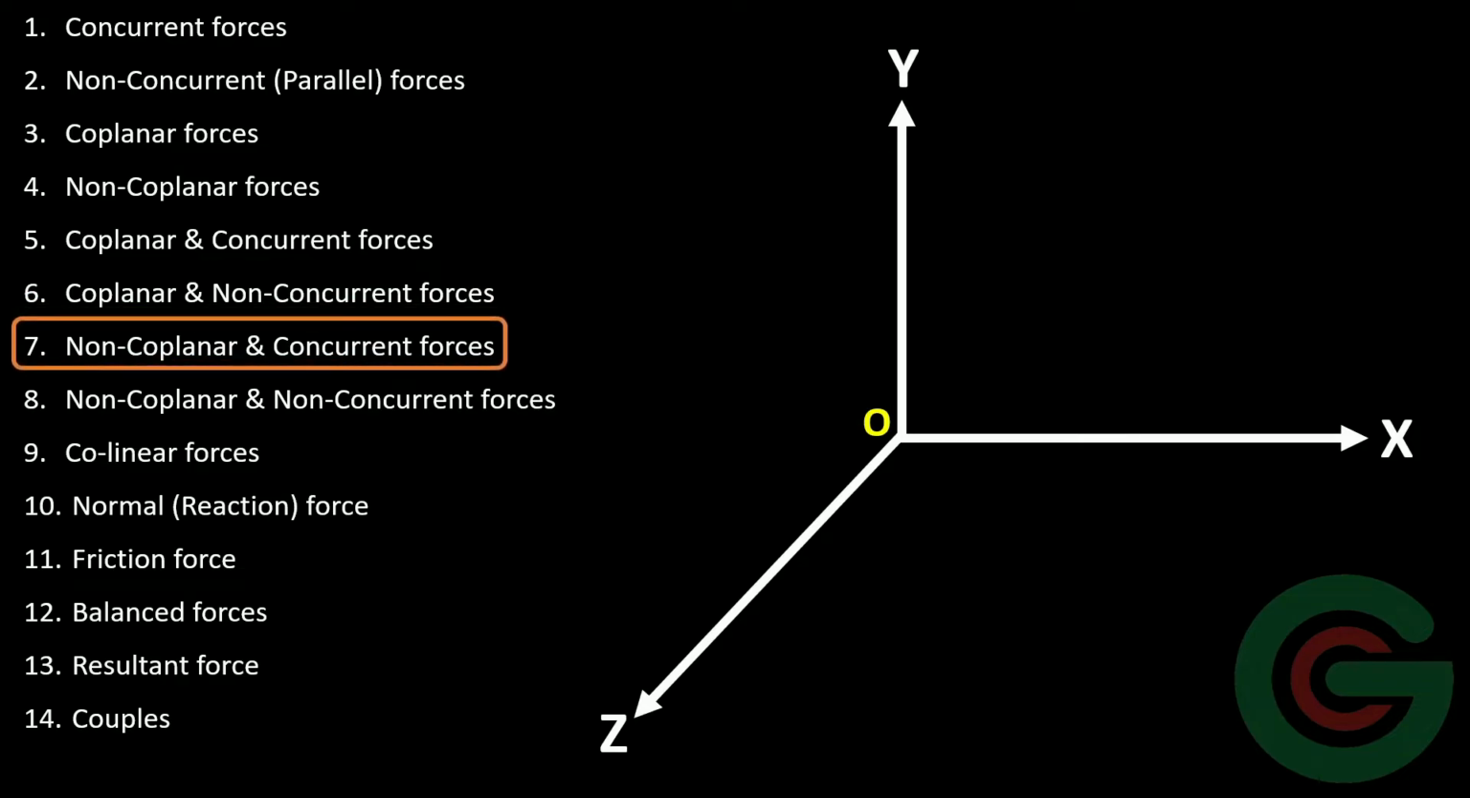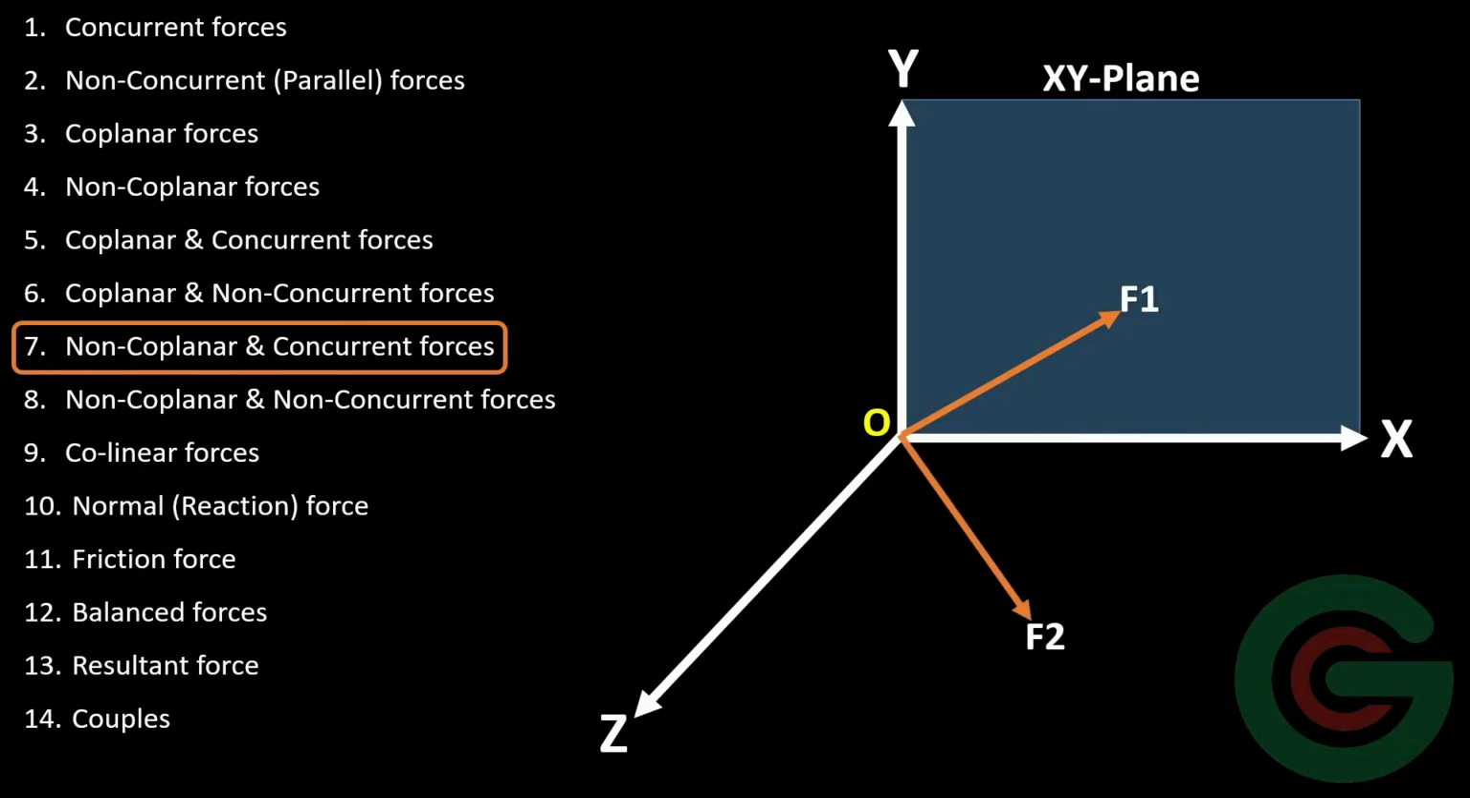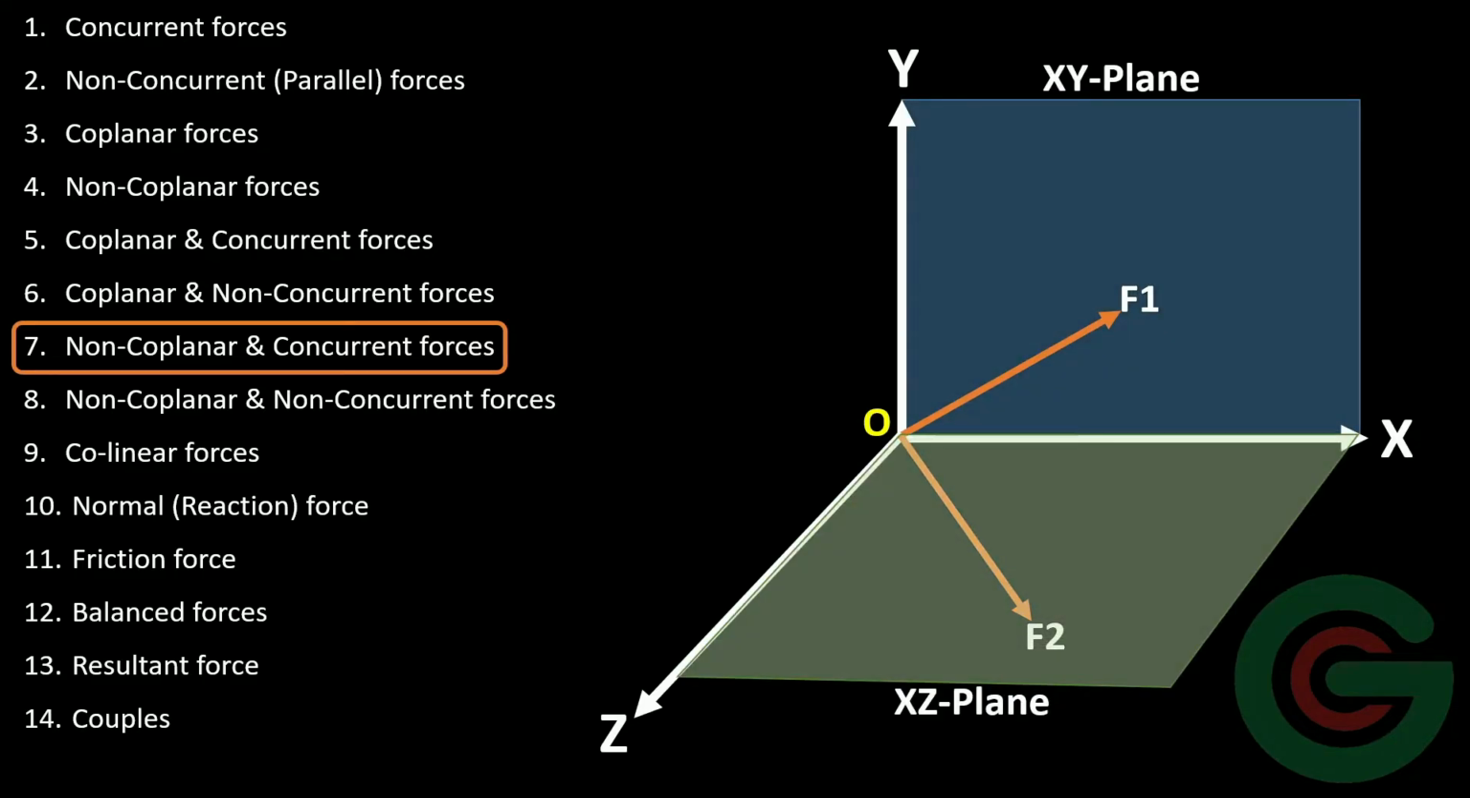Next, non-coplanar and concurrent forces. Here we have one force F1 in the XY plane and another force F2 in the XZ plane. Both are concurrent but are situated in different planes. They are called non-coplanar and concurrent forces.